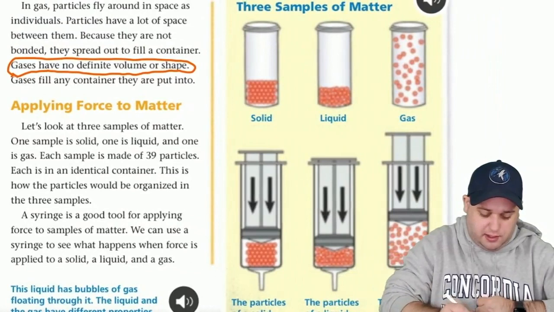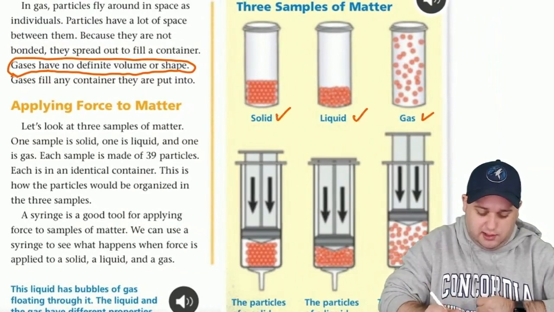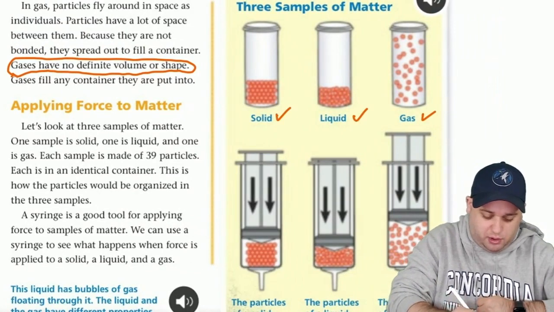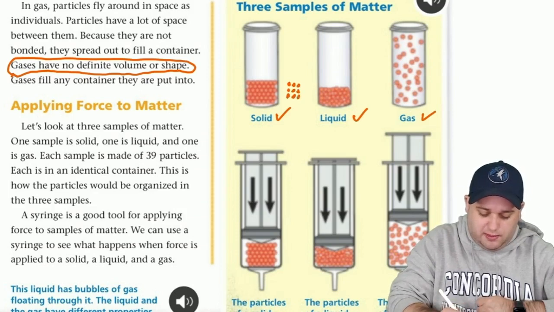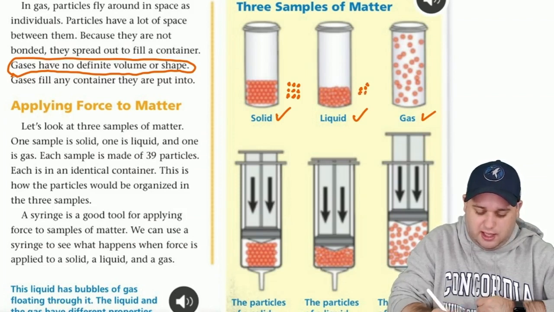Three samples of matter: solid, liquid, gas. You can see the particles for the solid are very organized. They're nice and tidy in nice, neat rows. Liquids, they're close together, but they're kind of every which way. You can see they're not in nice rows. And then gases are all over the place.